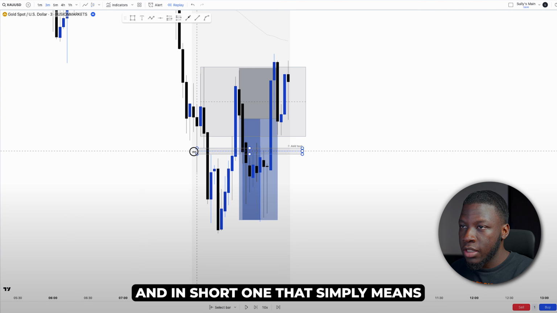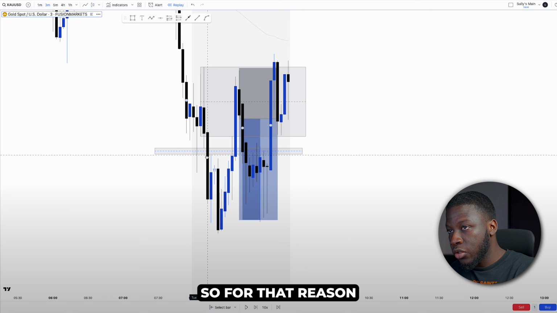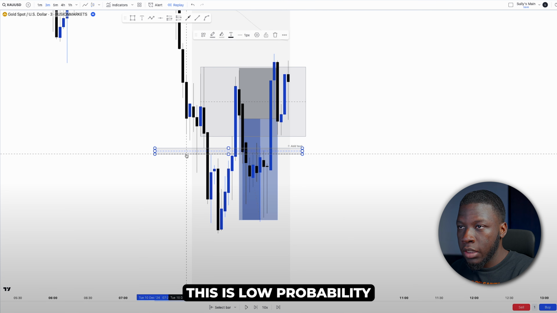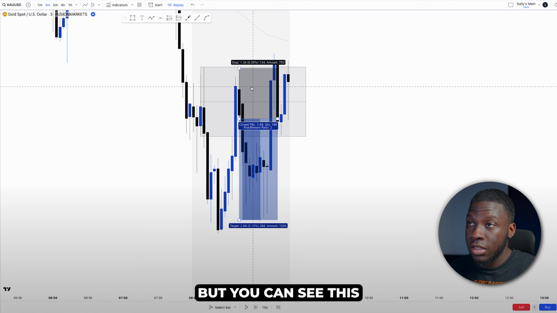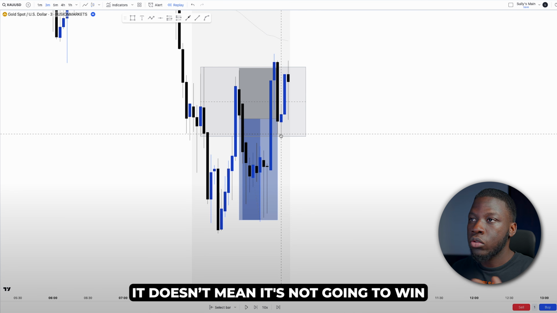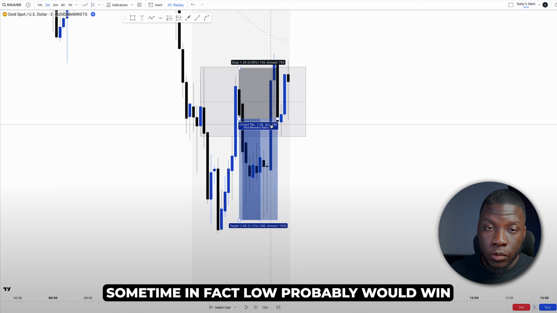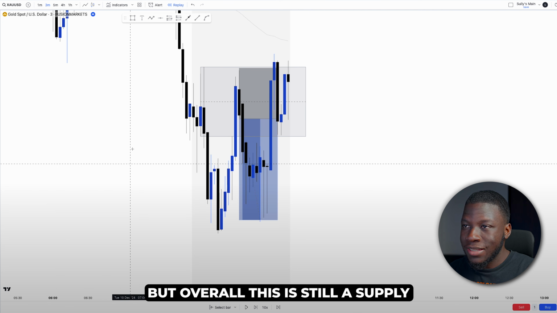And in short, what that simply means is that where price, the wicks have not interacted, they haven't touched each other. So for that reason, this is low probability, and I want it to be very, very close to the zone, but it wasn't. But you can see this still won, right? It's still won. That's why it's low probability though. It doesn't mean it's not going to win. Sometimes, in fact, low probability would win, high probability it wouldn't win. It's just how trading is. But overall, this is still a supply.